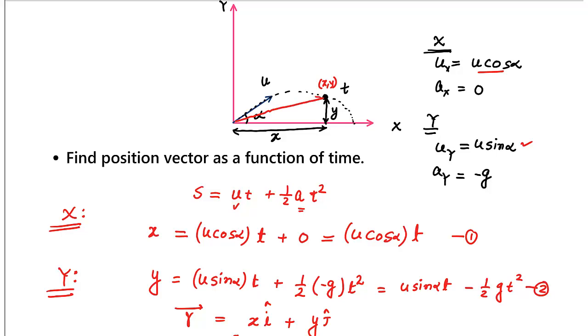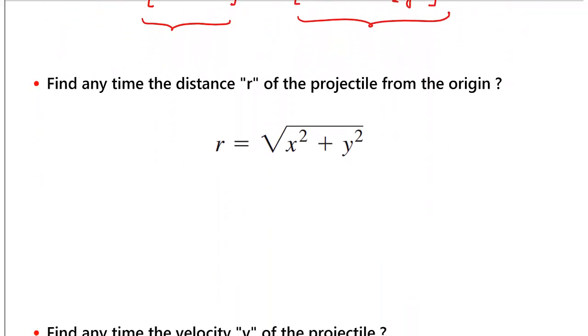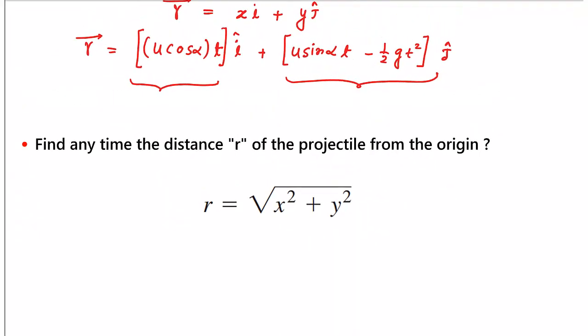So this is my position vector r. If I take the magnitude of this, I can calculate the distance from the origin. So this is the origin in this case. From the origin, what is the distance of the point P, that is, at any point of time t, what is the position of this projectile. So if I take the magnitude of r, I can calculate the distance of the projectile from the origin, and the magnitude of r is nothing but under root x square plus y square. This you can basically prove.